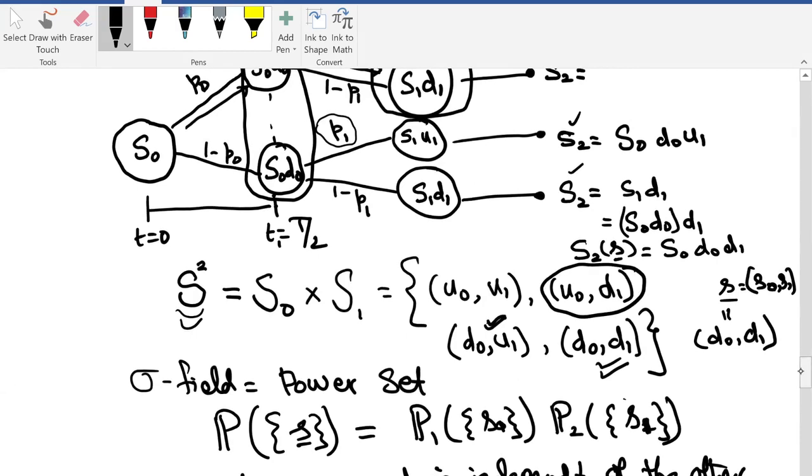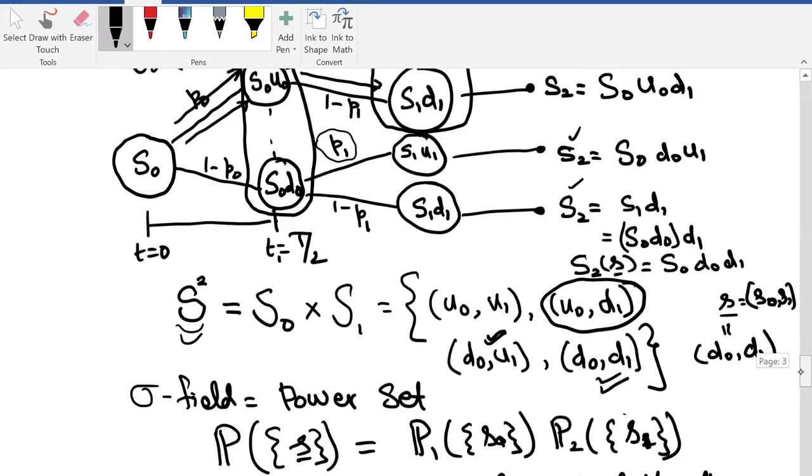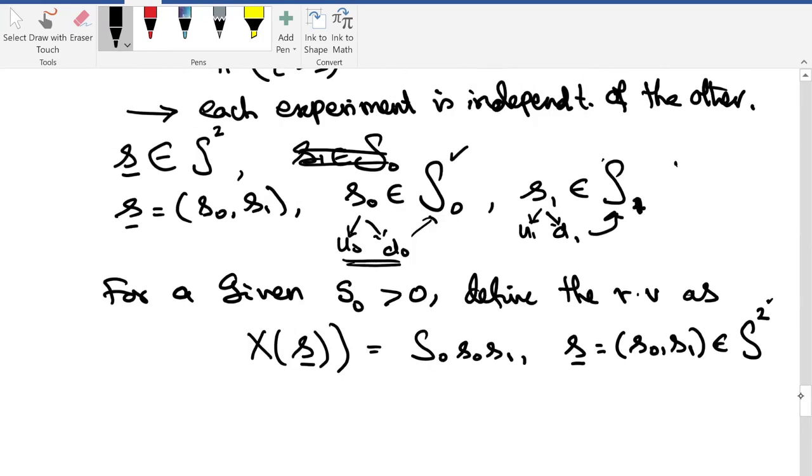So therefore, here you will have S0 U0 D1. And the last one similarly is you went through U0 and then U1. Therefore, it is S0 U0 U1. So this is how the random vector X is defined like this.